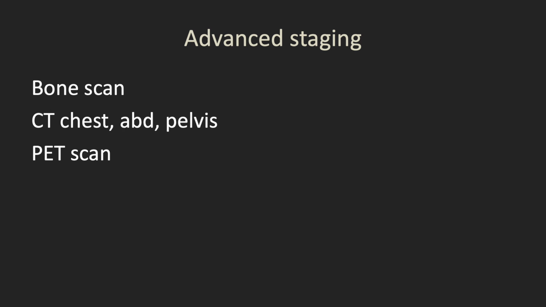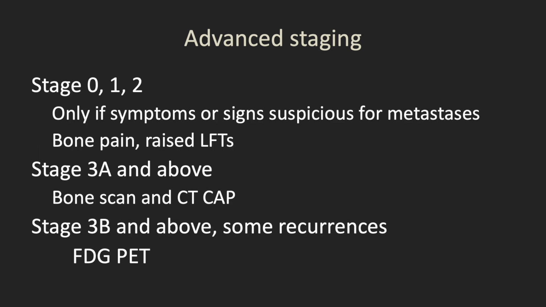Well, these may well be driven by any specific trial protocols the patient may be on. Some general guidelines for advanced imaging are these, though. Stage 0, 1, and 2: generally speaking, it's only done if there are symptoms or signs that may raise suspicion for metastasis, such as bone pain or raised liver function tests. Stage 3A and above, a bone scan and a CT of the chest, abdomen, and pelvis.